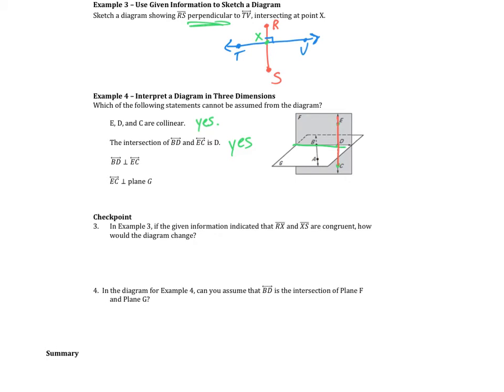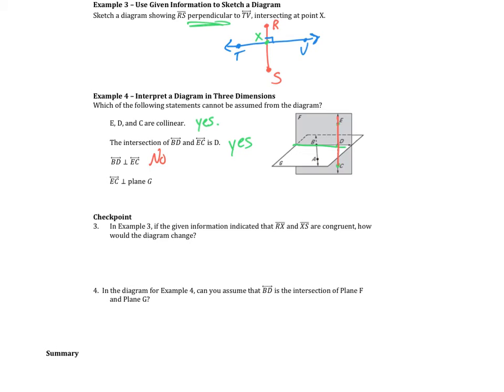Can we assume that line BD is perpendicular to line EC? So the green and red line, can we assume they're perpendicular? Is that something we can say from the picture? And that is no, because there is no right angle box. You don't see that little marking to show it's a right angle. In order to be perpendicular, it's got to have a right angle. We don't know if it's a right angle or not. So the answer is no.